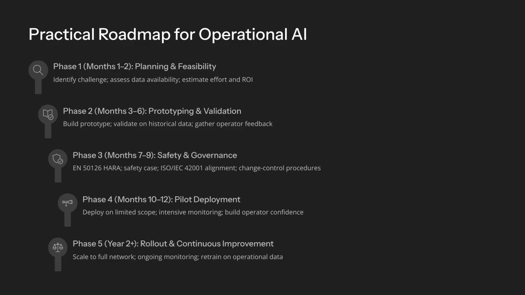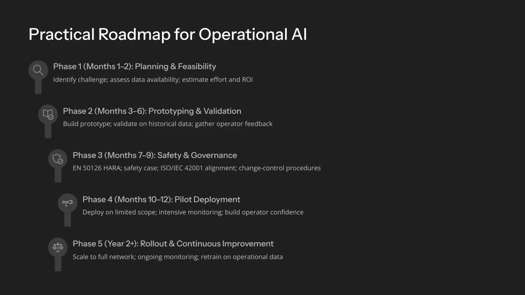Then look at your data. What exists? Is it clean enough and complete enough to train a model or run an optimizer? Because if the data isn't there or isn't trustworthy, the AI won't be either. And finally, estimate the effort and the return. What resources are needed? What's the realistic timeline? And what benefits could AI credibly deliver? Faster recovery, better timetables, compliance improvements, cost savings. The output of this phase is straightforward, a go or no go decision on the AI project before a single line of code is written.